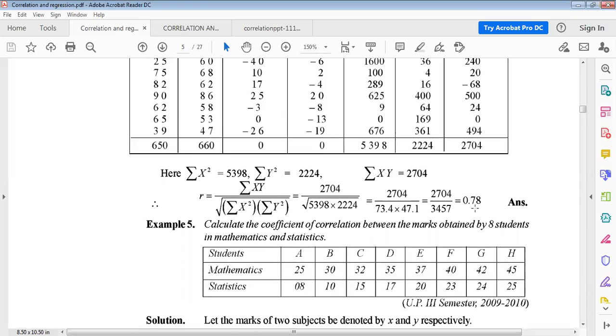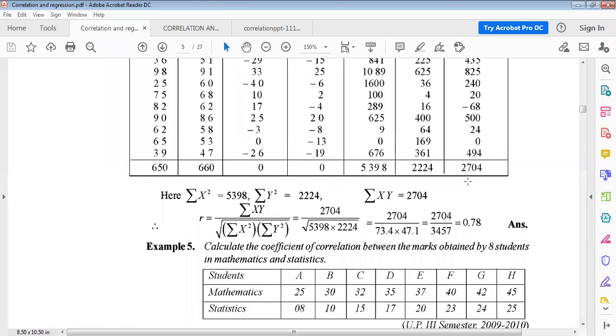Just using the formula, we get a correlation coefficient of 0.78. It is a positive correlation, and we have to comment on it.